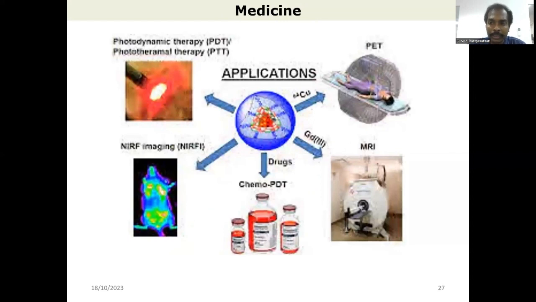Another important field is the medical field. So nanomaterials are used in the medical field, both in therapy and diagnostic purposes. In MRI imaging and some scanning purposes, nanomaterials are used. Nanomaterials are used to deliver drugs to targeted sites. That's called the drug delivery system. And in photodynamic therapy, nanoparticles are used.